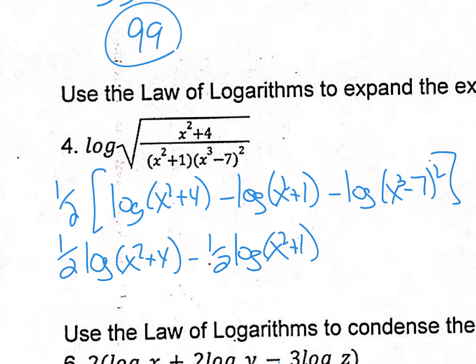Now, that 2 right there really should go in the front. That exponent goes in the front. So if I do 1/2 times that 2, they just cancel. And I get x cubed minus 7. So that's as much as I can expand that one. That's pretty big, but that's as much as I can expand it.